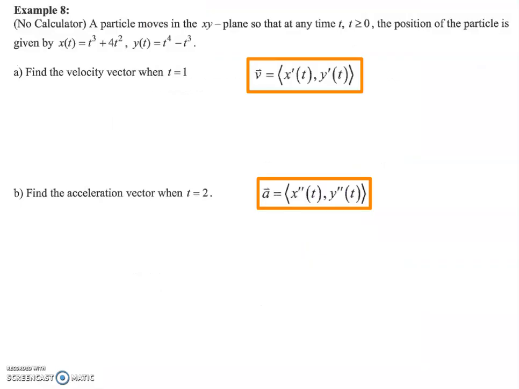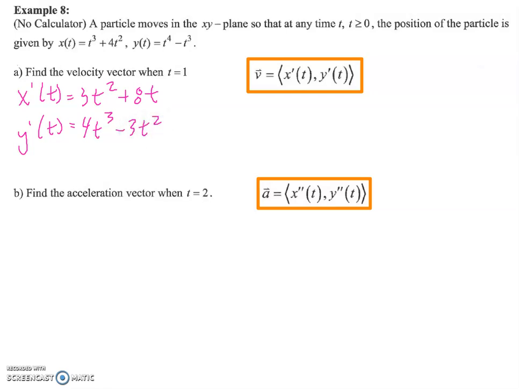So example 8. They've given us an x of t equation, a y of t equation. We're going to find the velocity vector at t equals 1, and then we're going to find the acceleration vector at t equals 2. I think this is slightly different from what is on the notes page that I posted. So the first thing I want to find is x prime of t, which is equal to 3t squared plus 8t. And then we're going to find y prime of t, which is equal to 4t cubed minus 3t squared.